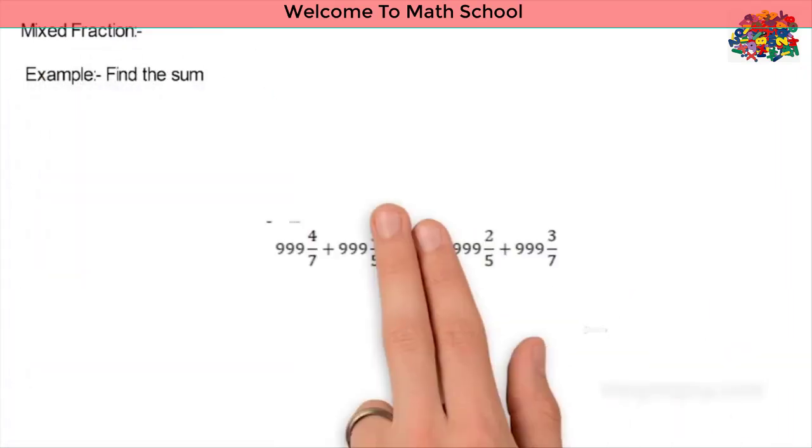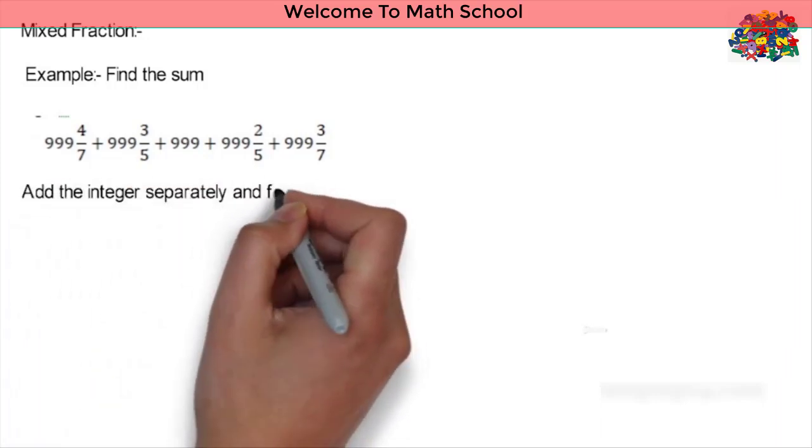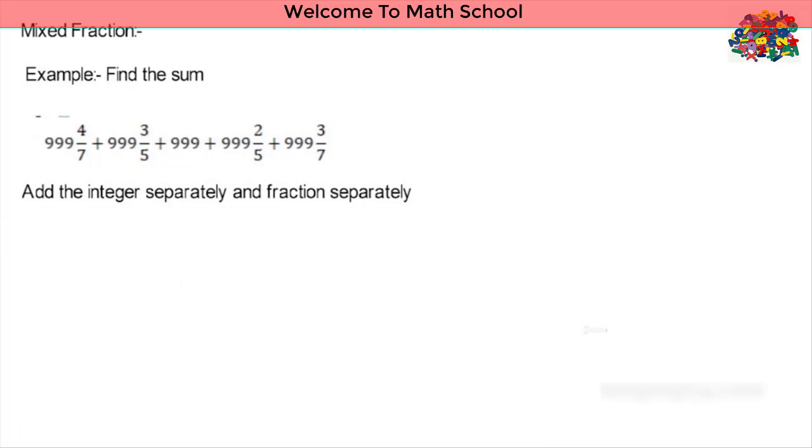Next we have how to add and subtract mixed fractions. Let's take a small example. Suppose 999 4 by 7 plus 999 3 by 5 plus 999 plus 999 2 by 5 plus 999 3 by 7. So what will be the sum of all these mixed fractions?